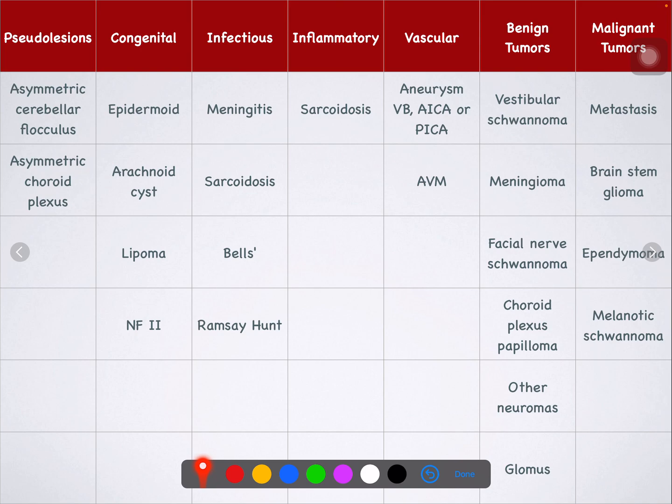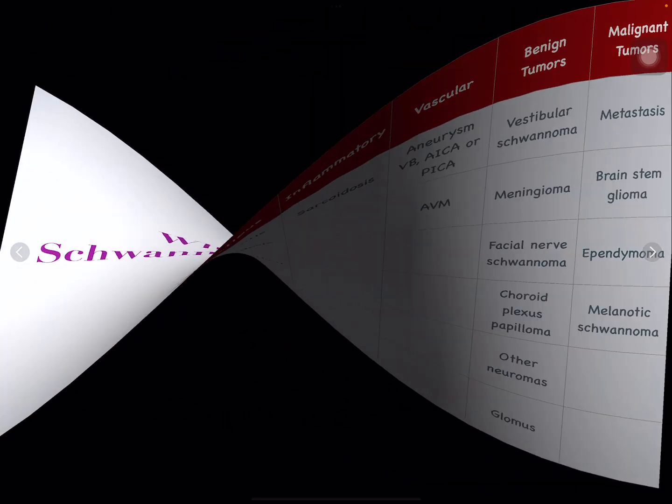So these are all the diagnoses. The most common ones are the vestibular schwannomas. We see lots of meningiomas. We can see epidermoids and arachnoid cysts in the posterior fossa.